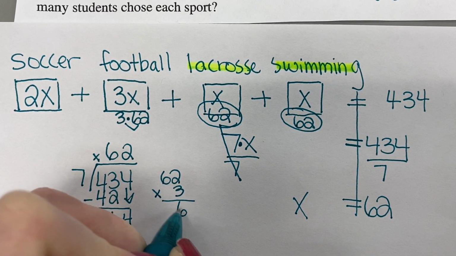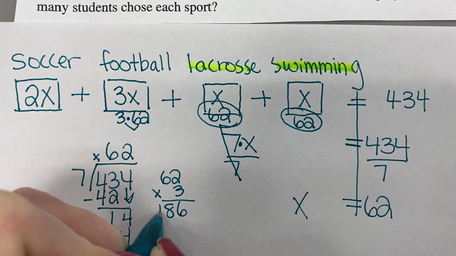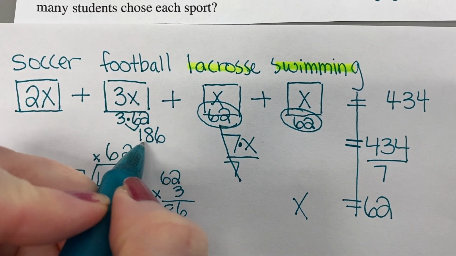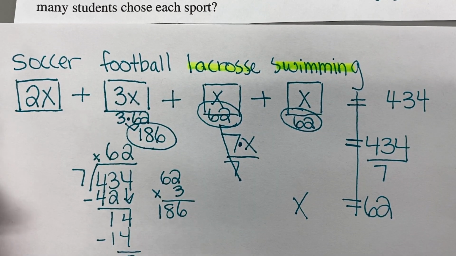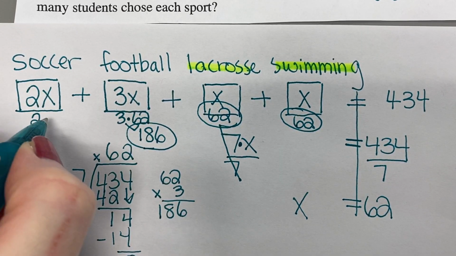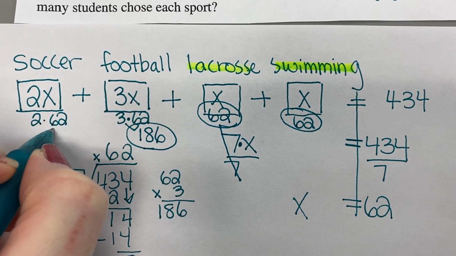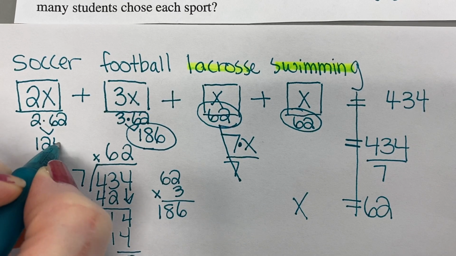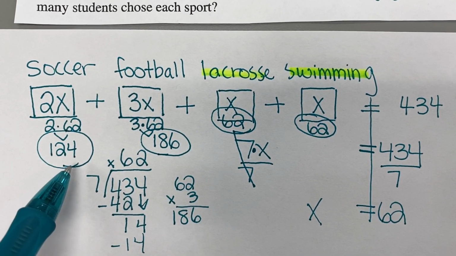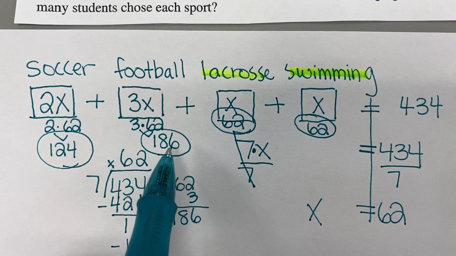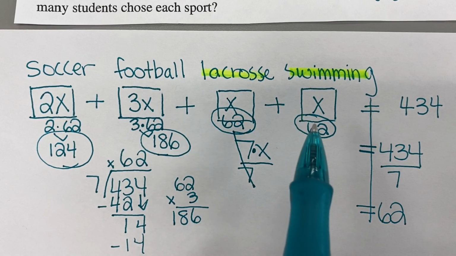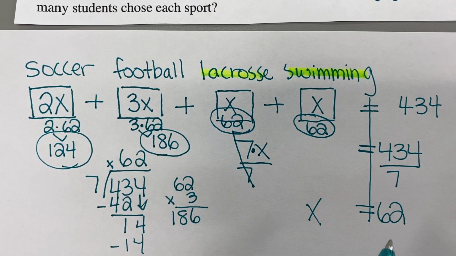2 times 3 is 6. 6 times 3, let's see, that's 18. So 186 students chose football. And 2 times x, that's 2 times 62. I think I can do that in my head. That's 124. So you would finish that by saying 124 students chose soccer, 186 students chose football, 62 students chose lacrosse, and 62 students chose swimming.